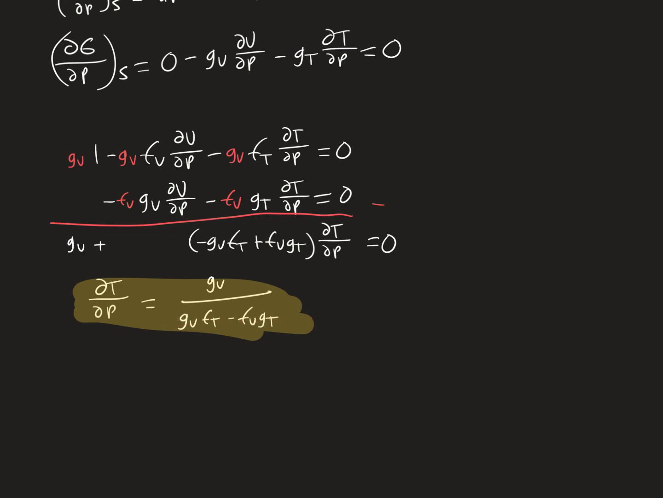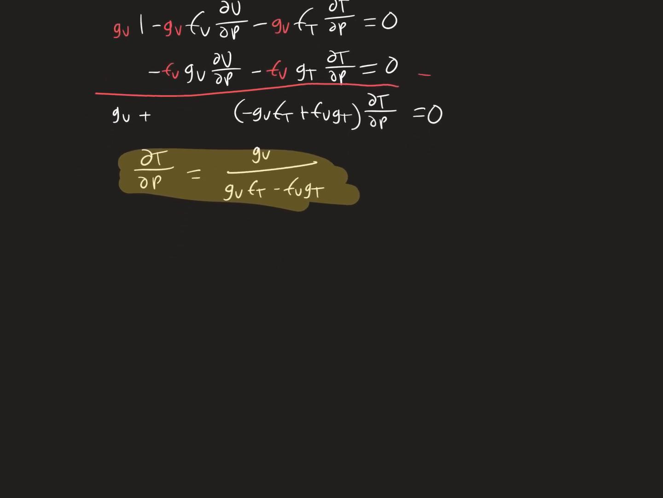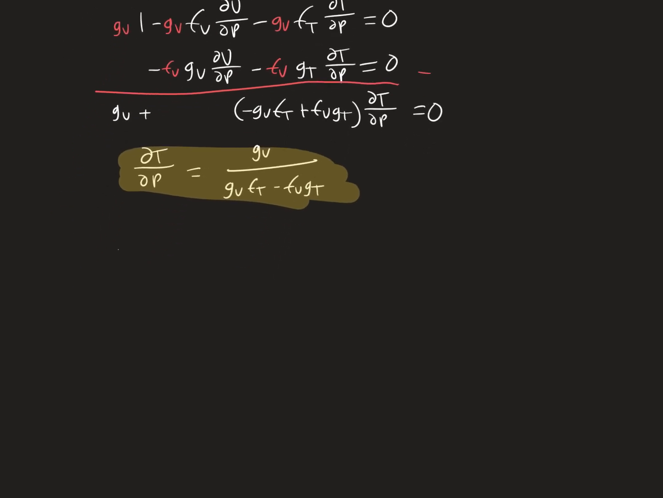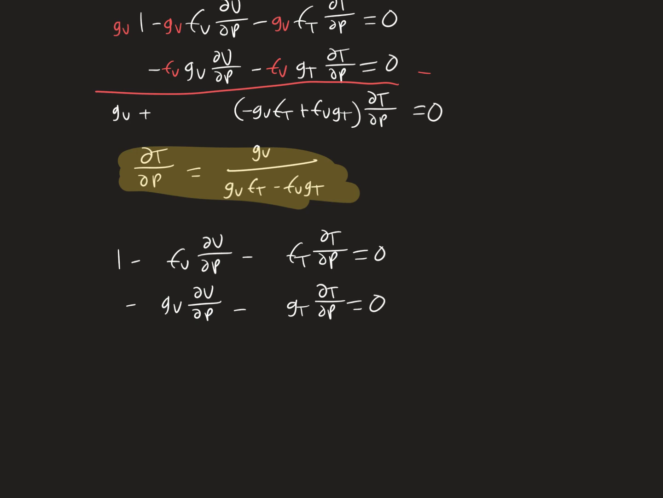And we will do something similar to find an expression for ∂v/∂p. So let's again first write out the first two equations that we had. So we had 1 − f_v ∂v/∂p − f_t ∂t/∂p = 0, and −g_v ∂v/∂p − g_t ∂t/∂p = 0. So now we want to get rid of these terms over here.